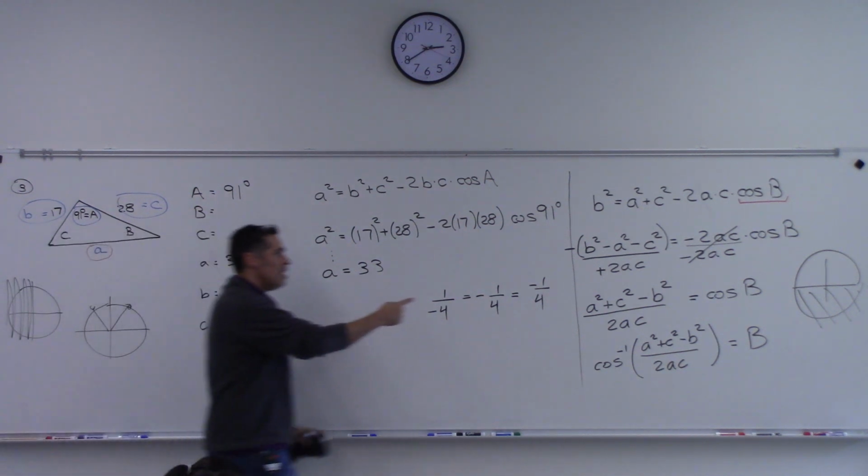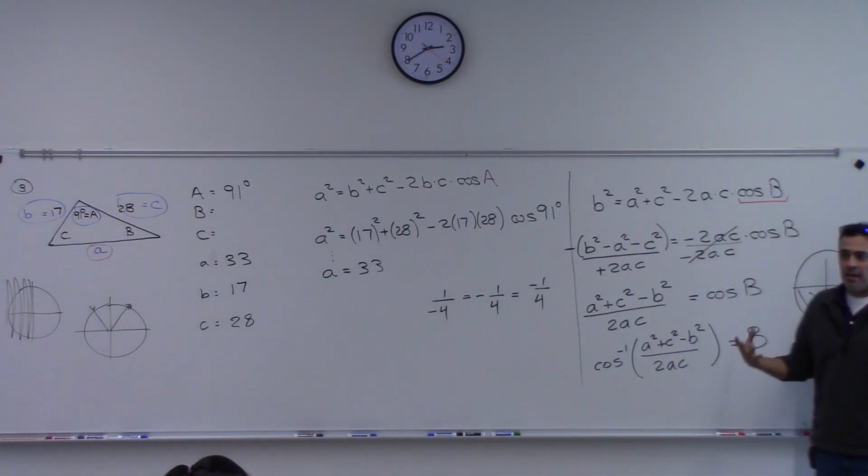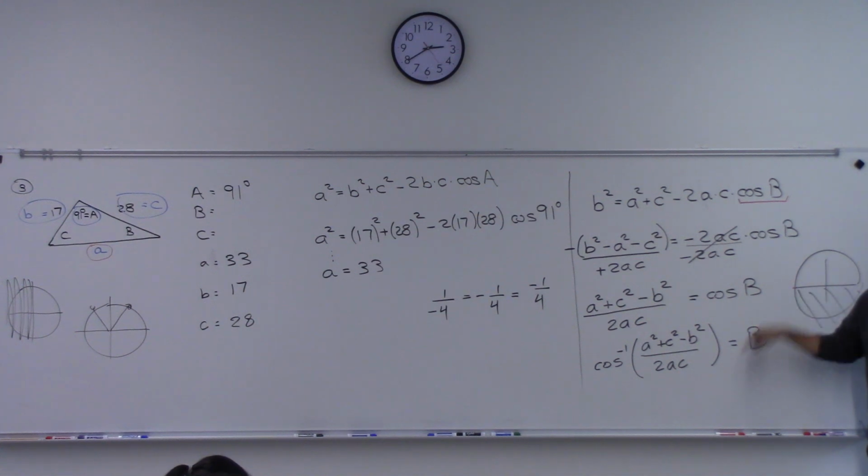But with inverse cosine, you no longer have that issue. Okay? So whatever we get for B is the correct answer. We don't have to check it. Okay? So that's nice, right?